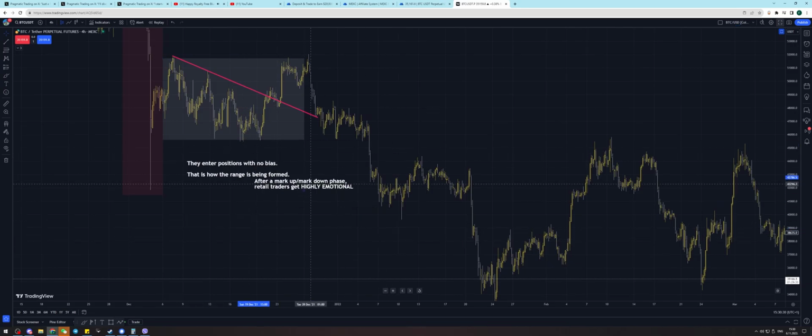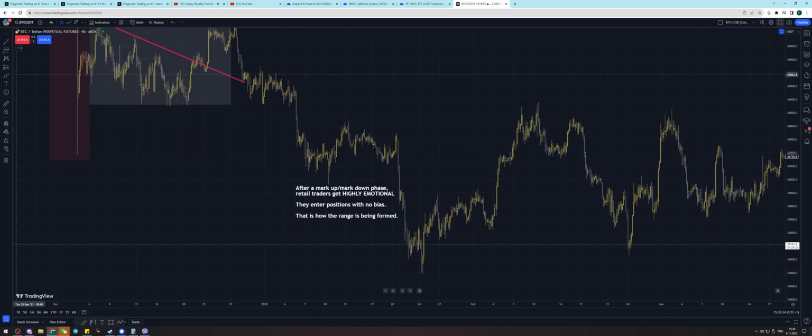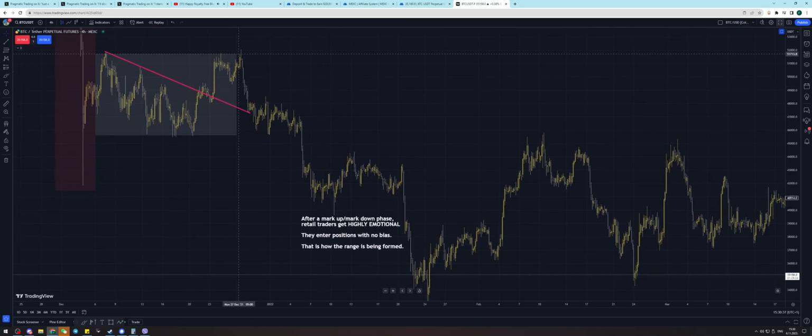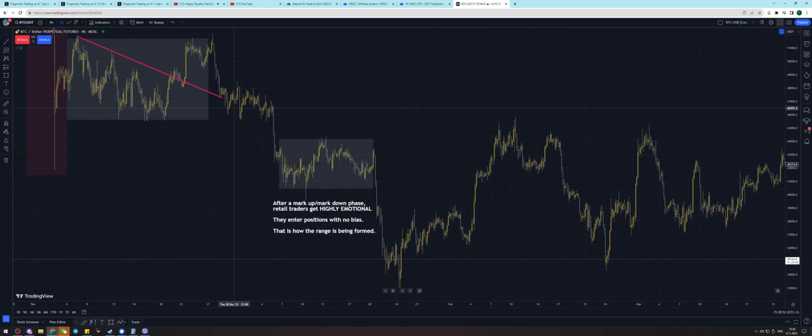What do we have here? Okay, let's move these letters here, and let's say what do we have here? Well, we dropped from 52k or from 40k, doesn't matter. We fell down to 39k, 40k, right? And what is happening? Once again, we are forming a range, right? After enough liquidity has been gathered, we continue with the markdown phase, okay?